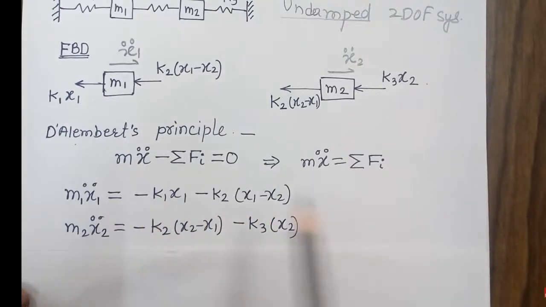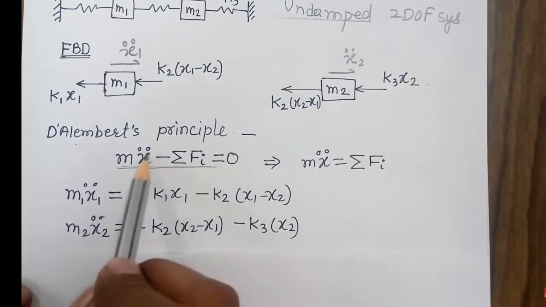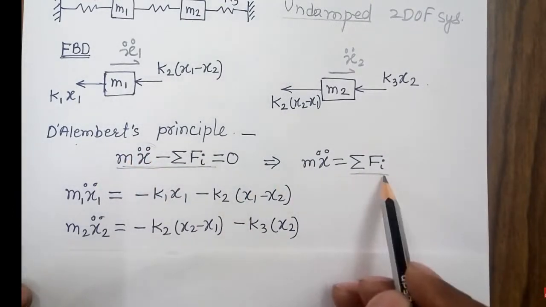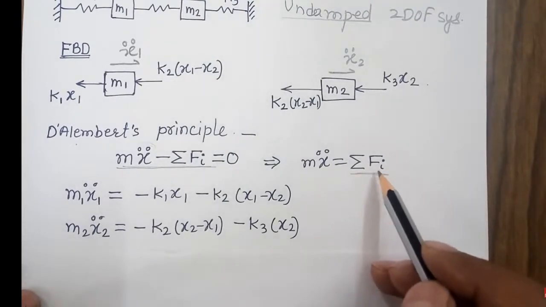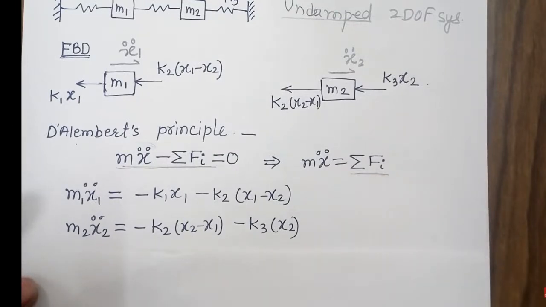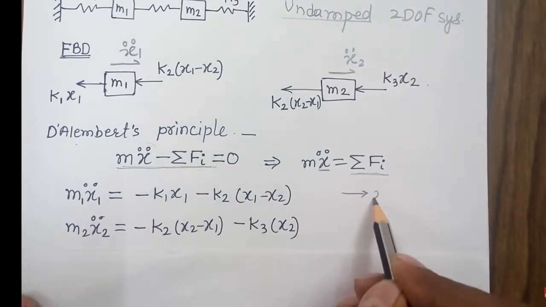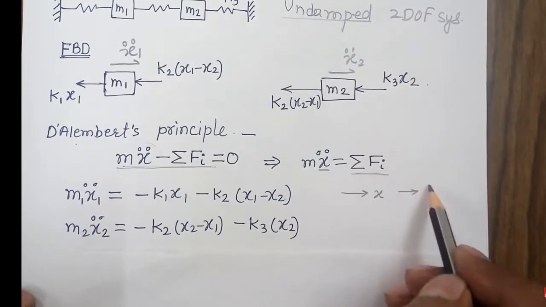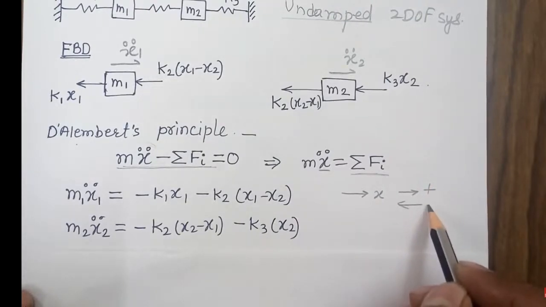So please understand that I am using the D'Alembert principle, which states that the inertial force should be equal to the external forces, but you should keep in your mind that when you are summing up the external forces, you should take the proper sign. For example, if the direction of the acceleration is along positive x direction, all the forces acting in positive x direction will be considered positive, and all the forces acting in negative x direction will be considered negative.